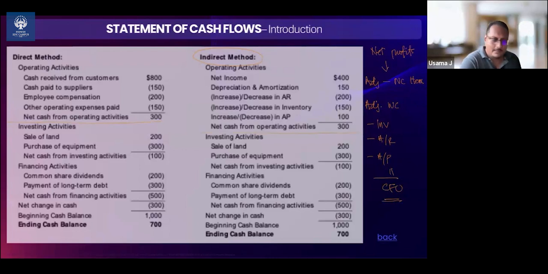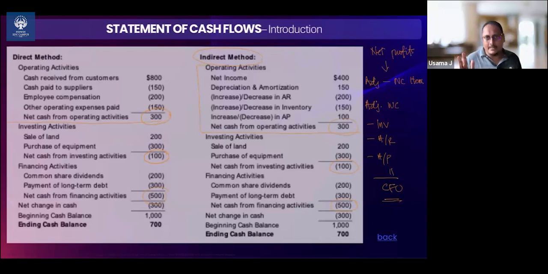Only presentation wise. Because if you notice, investing cash flows, no changes, same caption, same number. Financing cash flows, where is financing cash flows? 500, 500, no change, no presentation issue. Cash flows from operations, also bottom line, no change, only presentation difference. Here we start from net income and come to cash flows from operations. Under the direct method, what do we do? We don't start with net income.